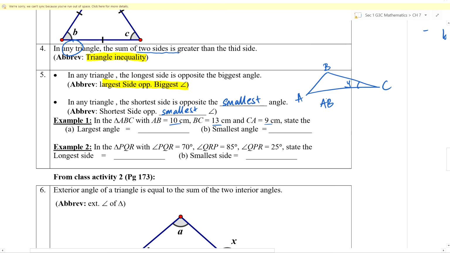So it will be useful for us to do a quick sketch. Now I know that BC is the largest, is the greatest length. Let's put it at the bottom, BC 13 cm. AB is 10, okay, AB 10 cm, and finally AC being the shortest, 9 cm. Okay, now based on this, I can tell that the largest angle must be angle BAC, because it is opposite the largest length. Therefore, the smallest angle must be opposite the smallest length, which is ABC.